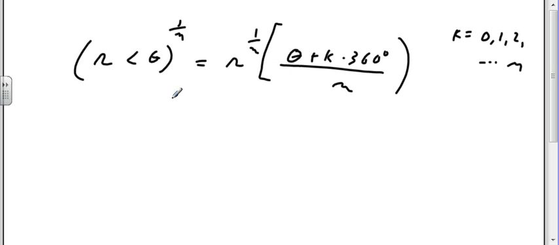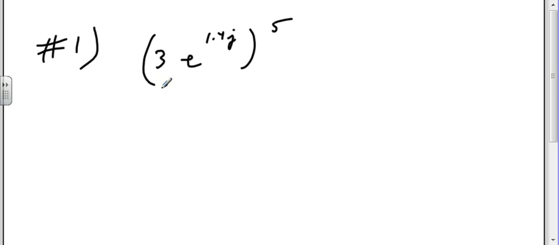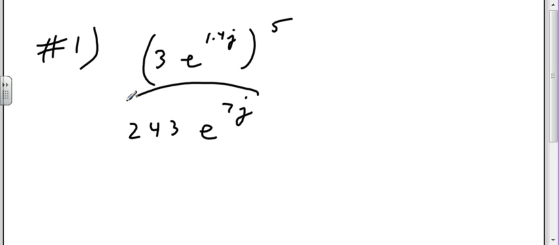Okay, and with that, we've covered all the theory, so I guess we'll just do problem number 1. Hope for the best. 3 e to the 1.4j raised to the 5th power. Now, 3 raised to the 5th power, that's 243 maybe? 243 e, and then 1.4 times 5 would be 7j, right? And then I take out my calculator and make sure that I didn't do that too poorly. So 3 raised to the 5th power. Oh, look at that. That's a lucky guess. 1.4 times 5. And yeah, that'd be good. So that's all there is. There isn't much more than that.